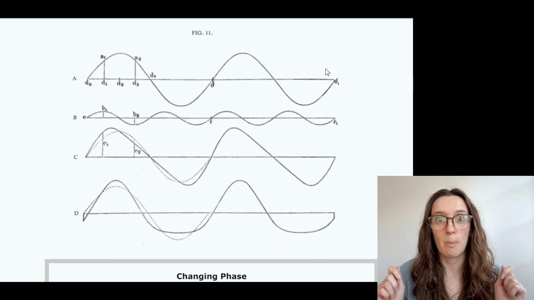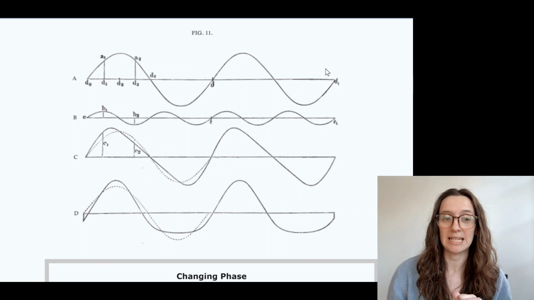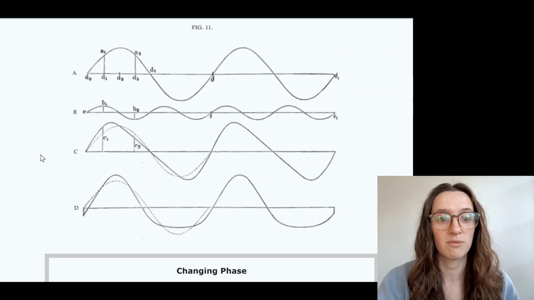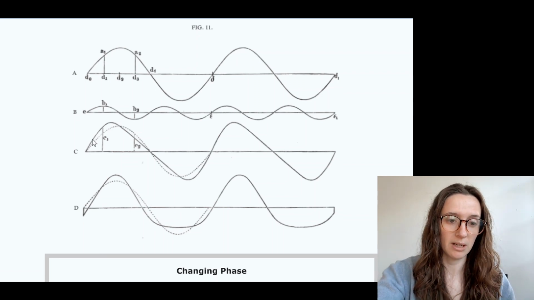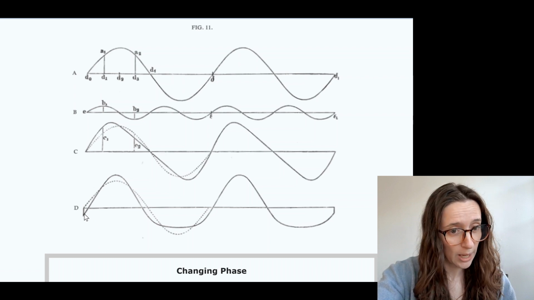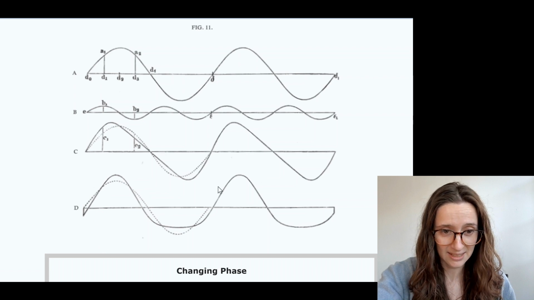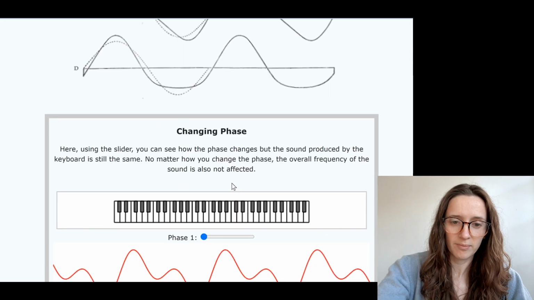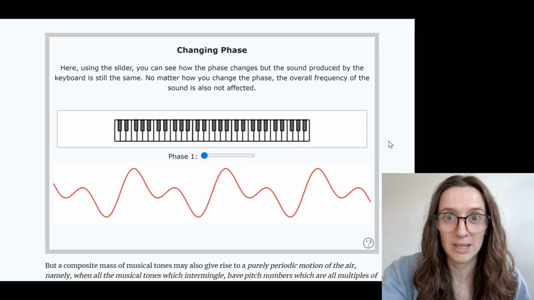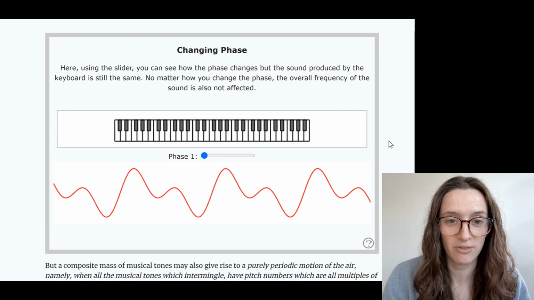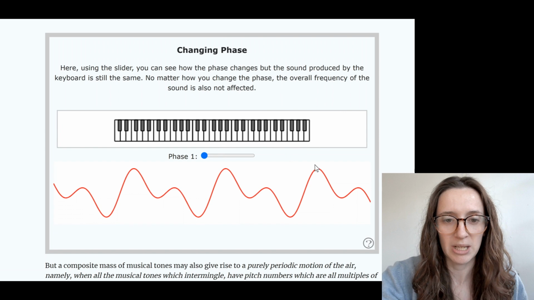Now what happens if they're not played exactly simultaneously? For instance, shifted curve B slightly to the right. Well, we'd end up with curve D, which is a different shape from curve C, but still has the same period. With this app, we can hear that changing the phase doesn't alter the pitch.